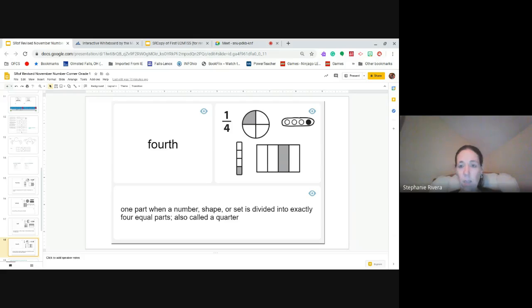And today, during small group, I'm going to ask you to look around your house and see if you see any things that are divided into halves or things that are divided into fourths, or could be divided into halves or divided into fourths.